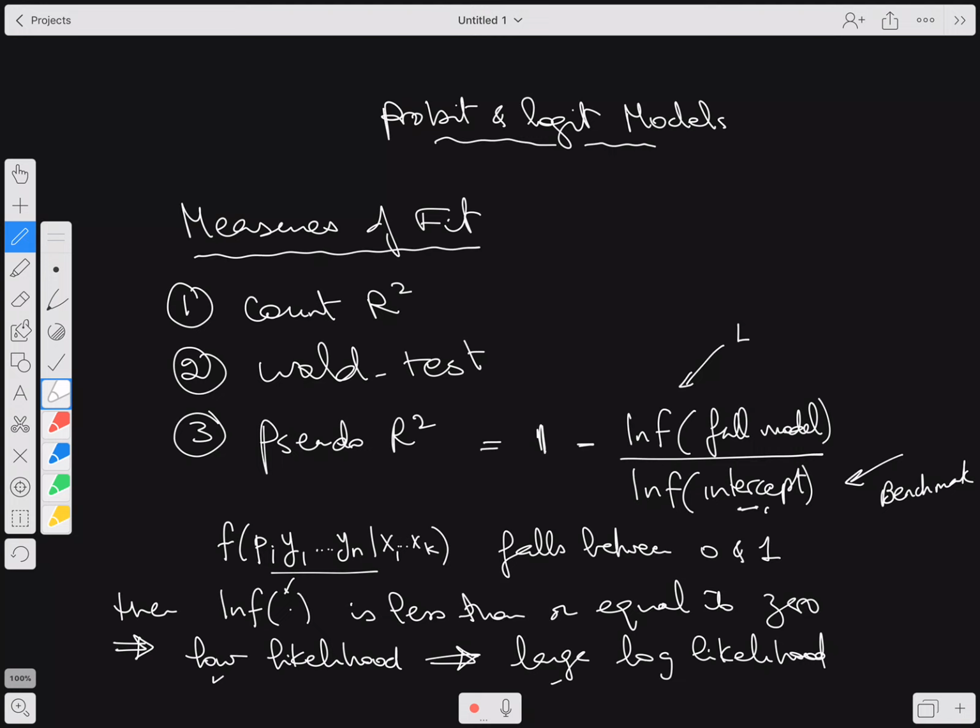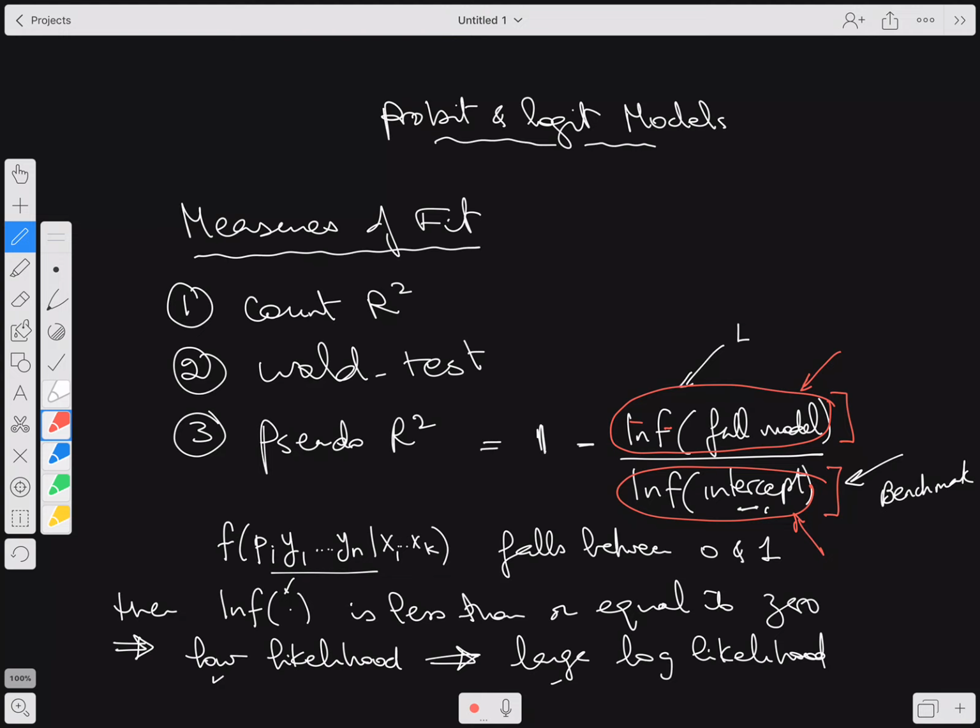When I look at these two models, if I want to make sure that the full model improves the fit over an intercept, then it has to be the case that this number is smaller than this number, so that I get a small ratio, which out of 1 would be relatively a big number. If I want the log of the likelihood function to be low, then I need the likelihood function to be high.